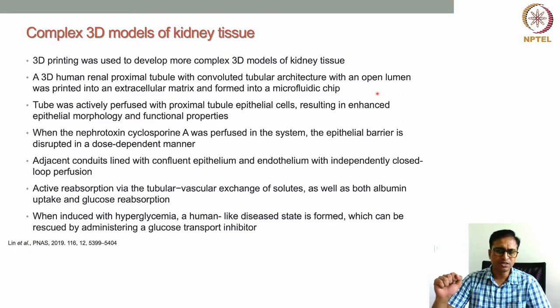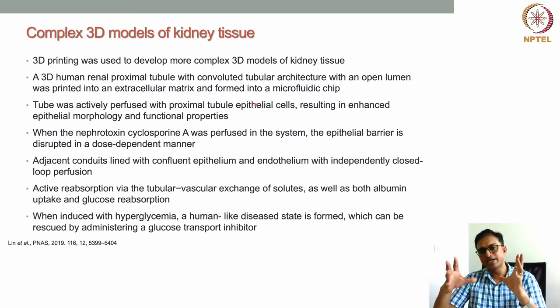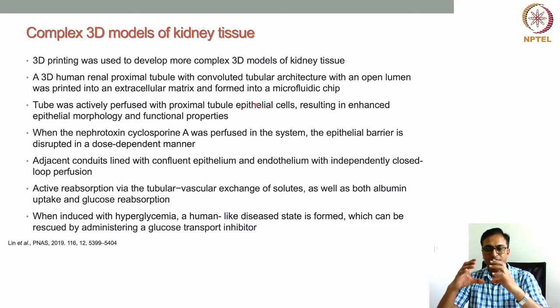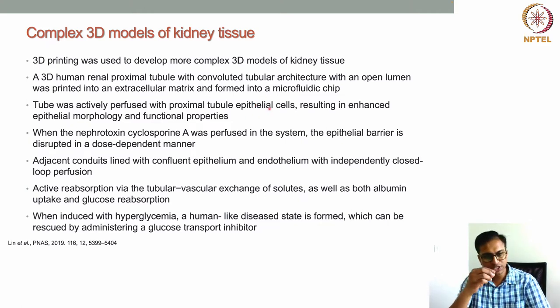After they printed this tube, it was actively perfused with proximal tubule epithelial cells, because epithelial cells create the lining of this proximal tubule. It carries the filtrate as it goes through the luminal structure where the epithelial cells are present. When they perfused the epithelial cells into the proximal tubule, they attached to the luminal side and enhanced the epithelial morphology and function properties.